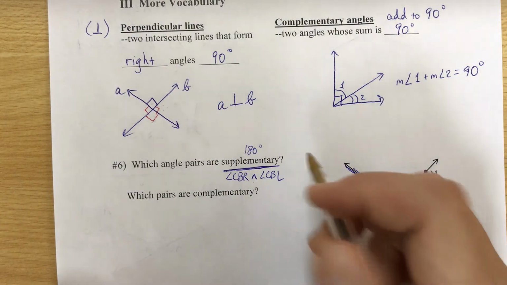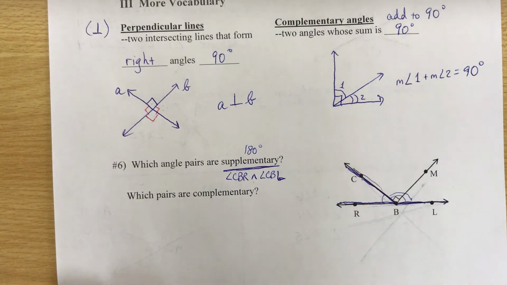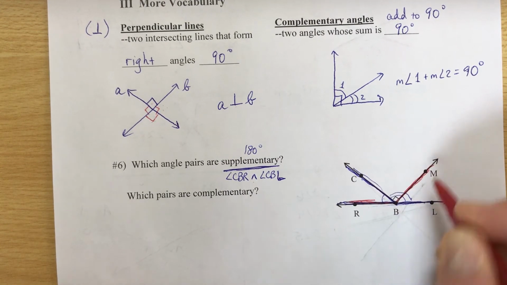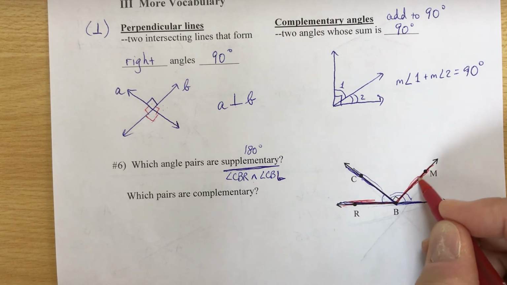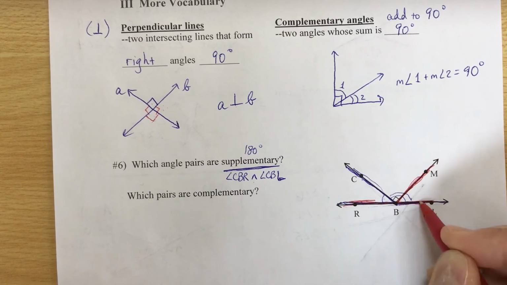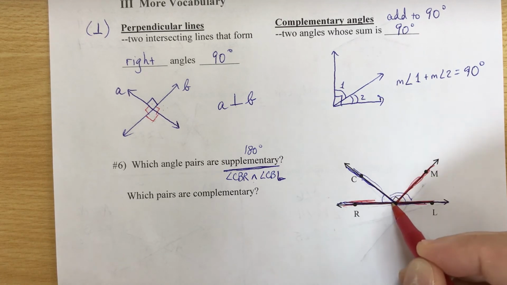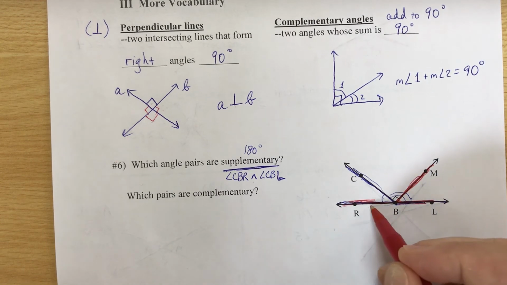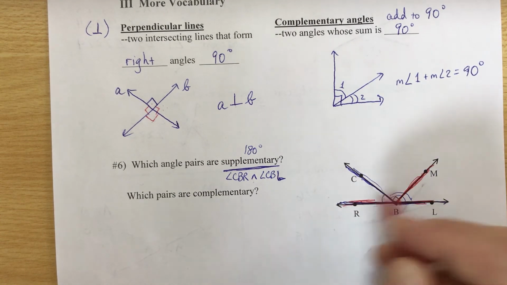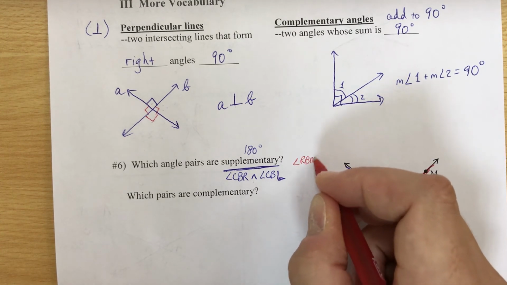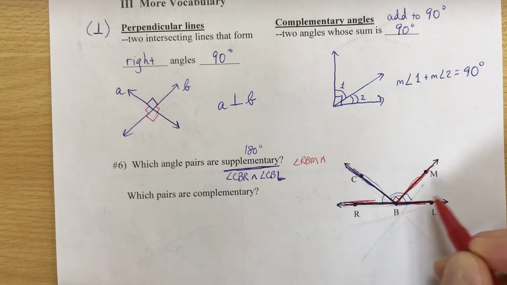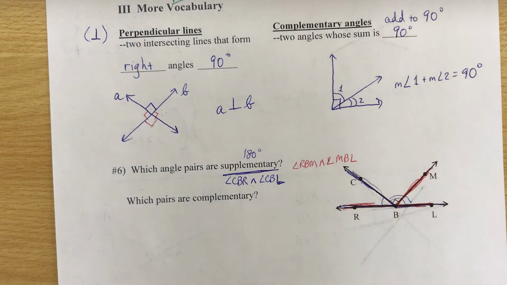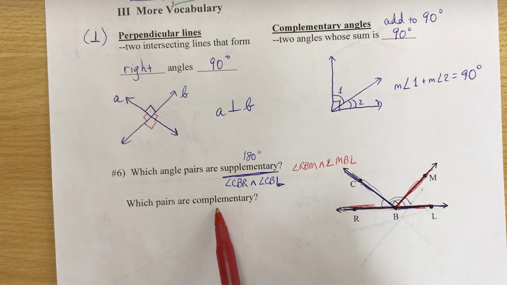So that pair, that's an L, not an angle. But I could also do angle RBM, I'll put that in red, RBM, and angle MBL. Notice how together they make that straight line and they share this ray, this side, but again, they're just next to each other. So there's another pair, angle RBM and angle MBL.